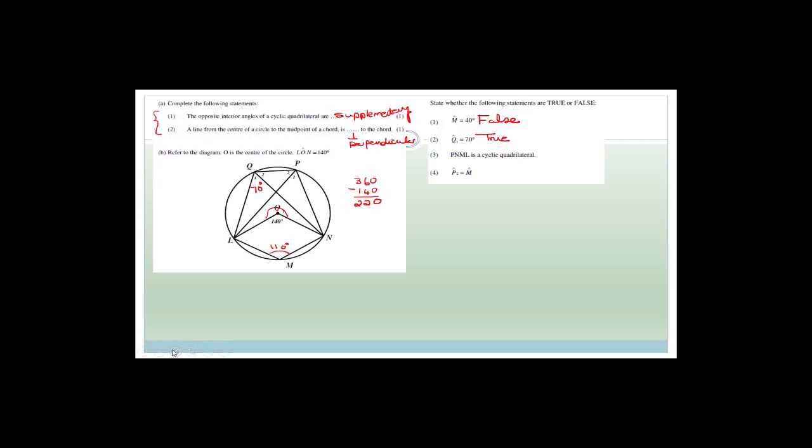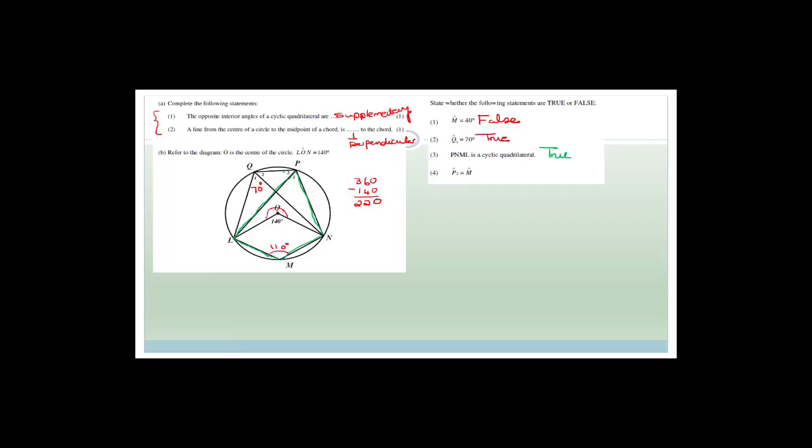Now they're asking, is PNML a cyclic quad? Yes, it is. It's got four sides, one, two, three, four. And you've got four points that are all on the circumference, so it is true.